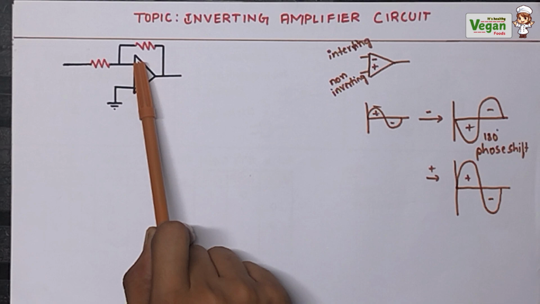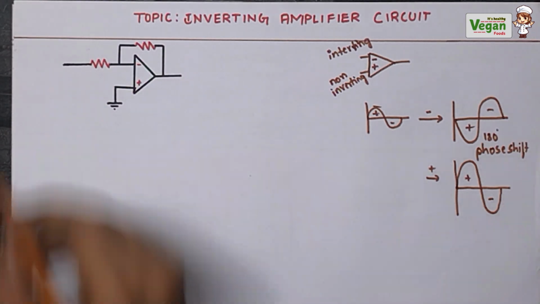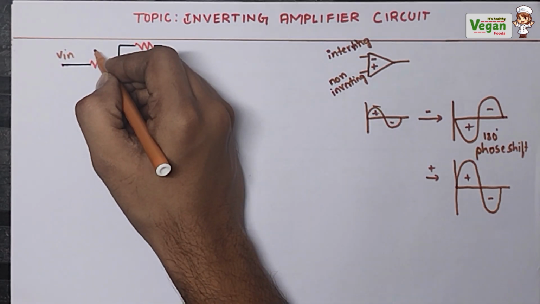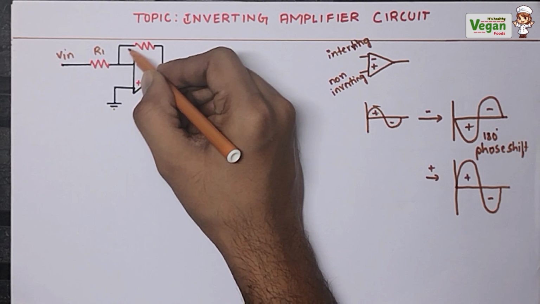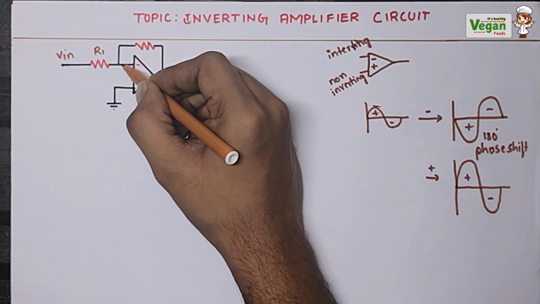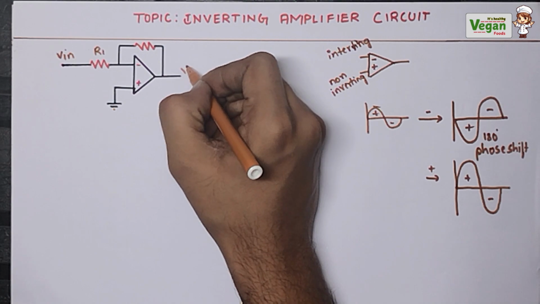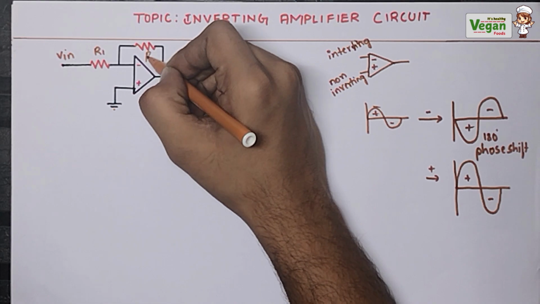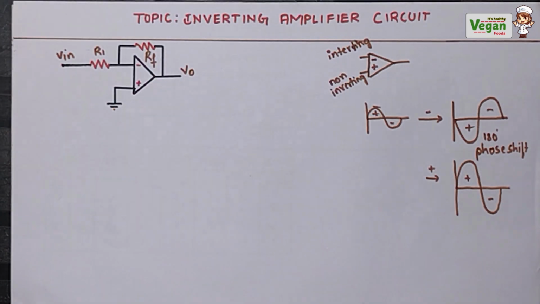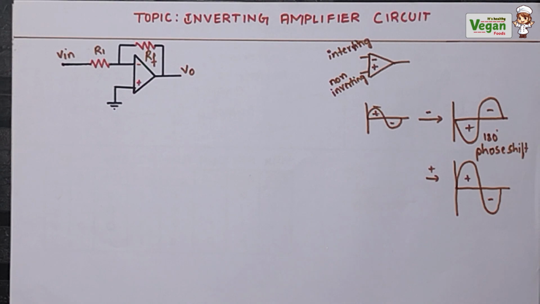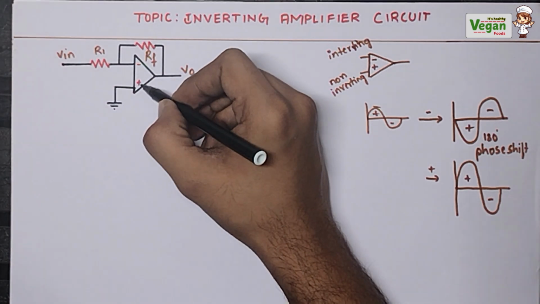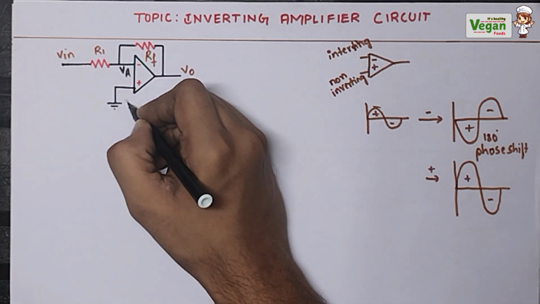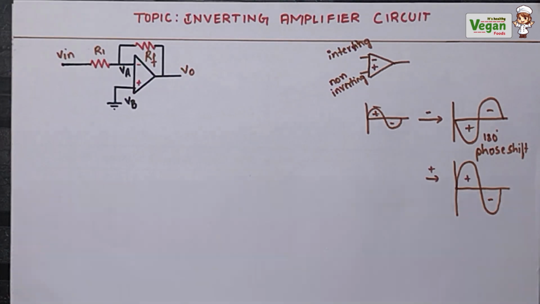The input must be given to the negative terminal. So let's consider the input voltage as V in and the resistance as R1. And this is called the feedback circuit. It will be connected to the negative terminal and the output voltage V out or V0. The resistance across this is called the feedback resistance RF. Next, this is the negative terminal and this is the positive terminal. Let's call the voltage across the negative terminal VA, and the voltage across the positive terminal VB.